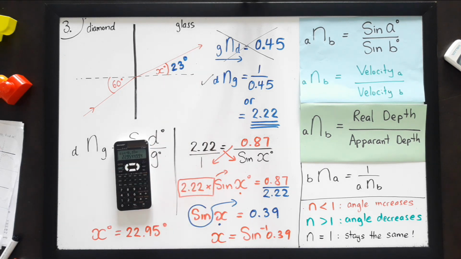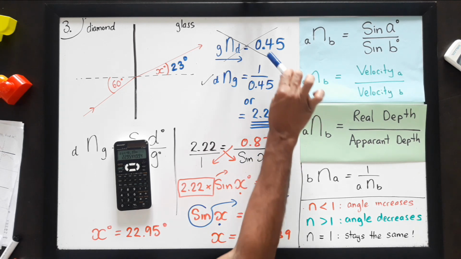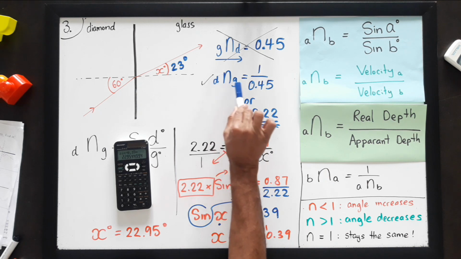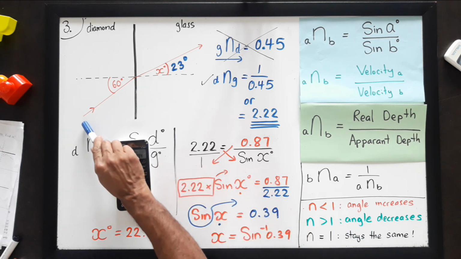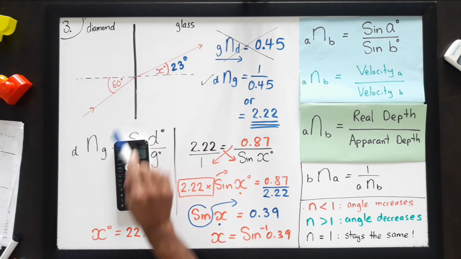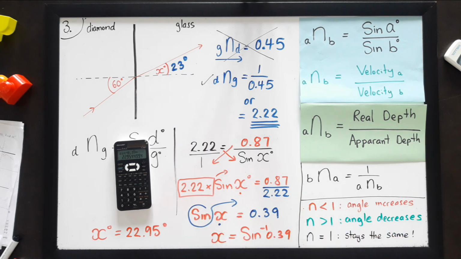Are we correct? Remember, the real refractive index for this scenario is not the 0.45, but rather the 2.22. It's going from diamond to glass. 2.22 is clearly bigger than 1. So the angle was supposed to decrease. Did it decrease? It started off in diamond at 60 and then it went to 23. 60 is bigger than 23. So most likely we are on the right track.